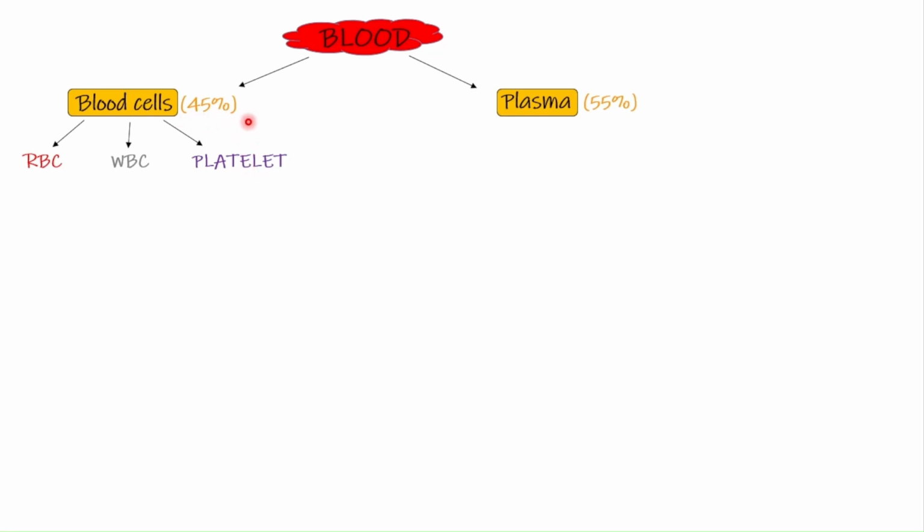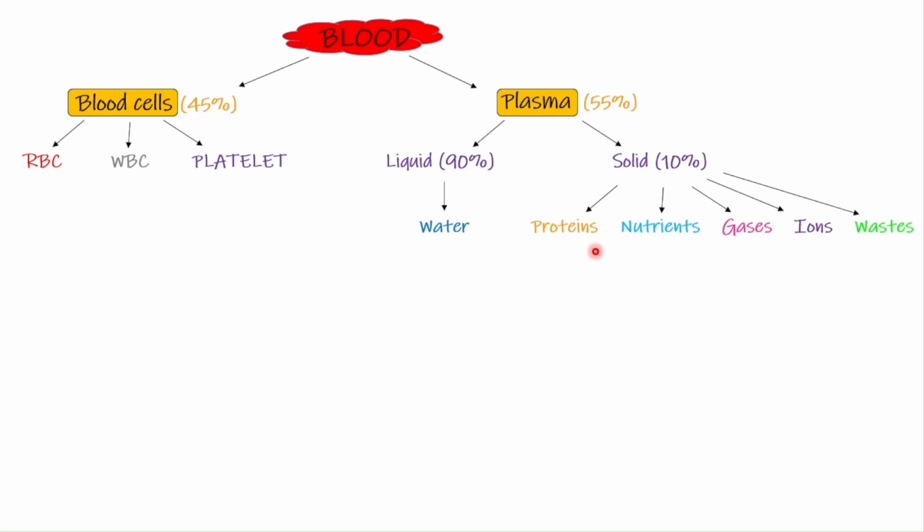So 45% of blood is blood cells, and there are three types of blood cells: RBCs, white blood cells, and platelets. Then we have plasma. 90% of plasma is liquid, which is basically water, and 10% is solids. The most important among these is proteins. Then plasma has nutrients and different gases and ions and waste products.